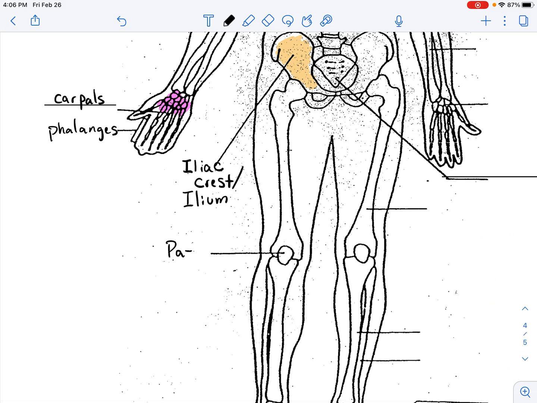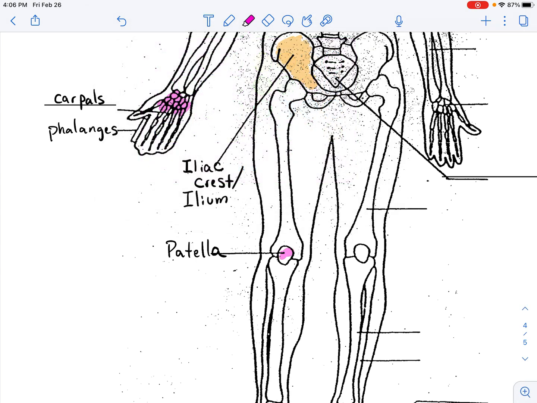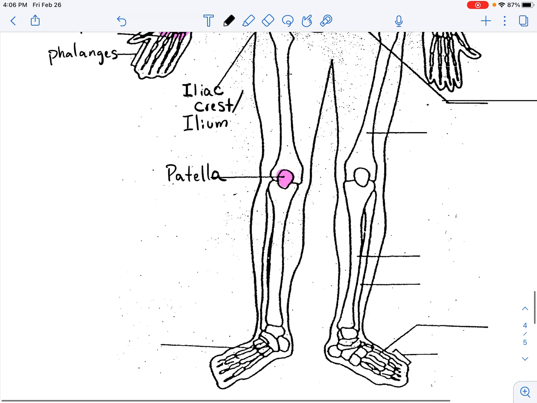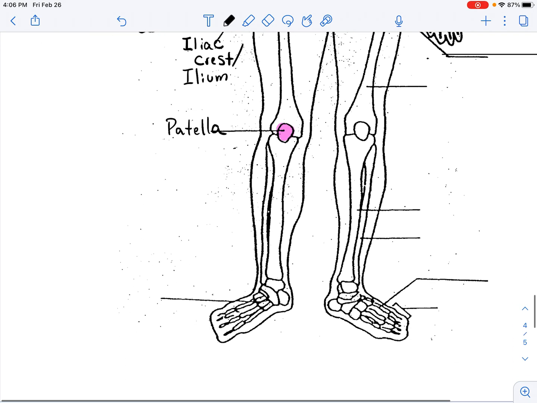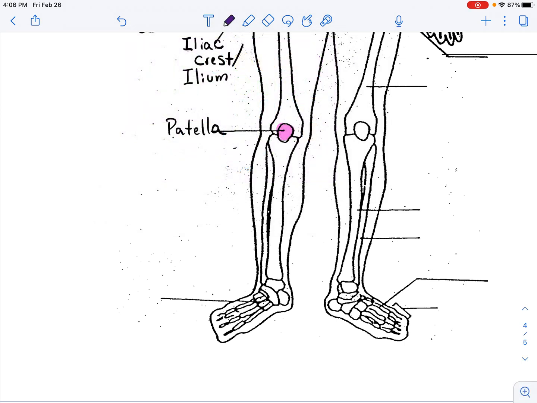Continuing down on the left side, we have the patella. That's your kneecap. And then the bones that make up the ankle are called the tarsals. And this line is not great, so this is meant to be back here. Oh shoot, that's not a highlighter. Sorry about that. Let me do like a blue.